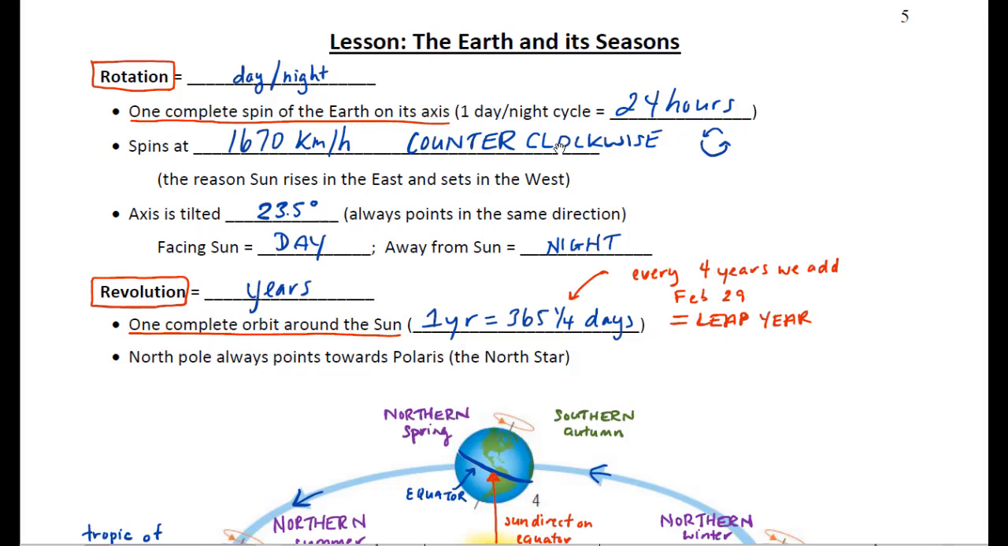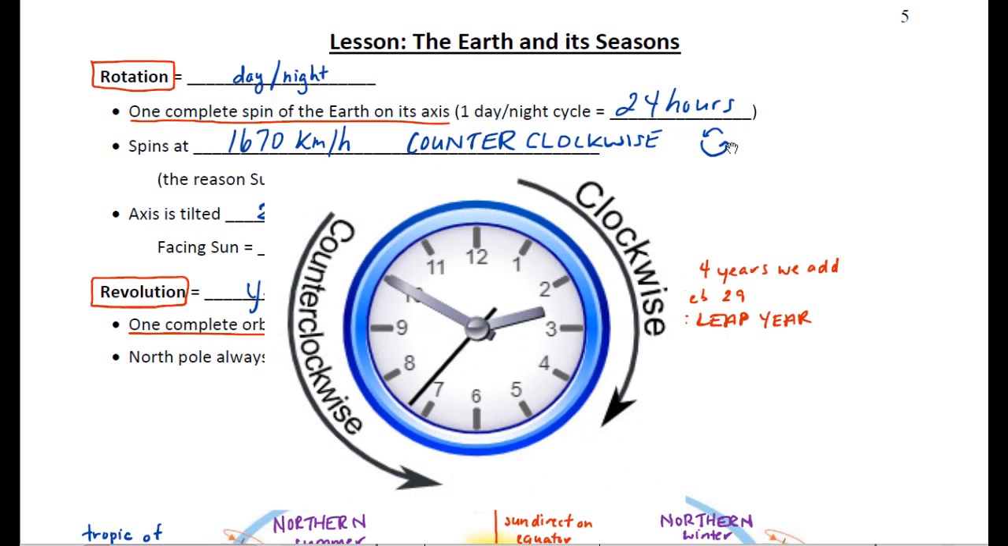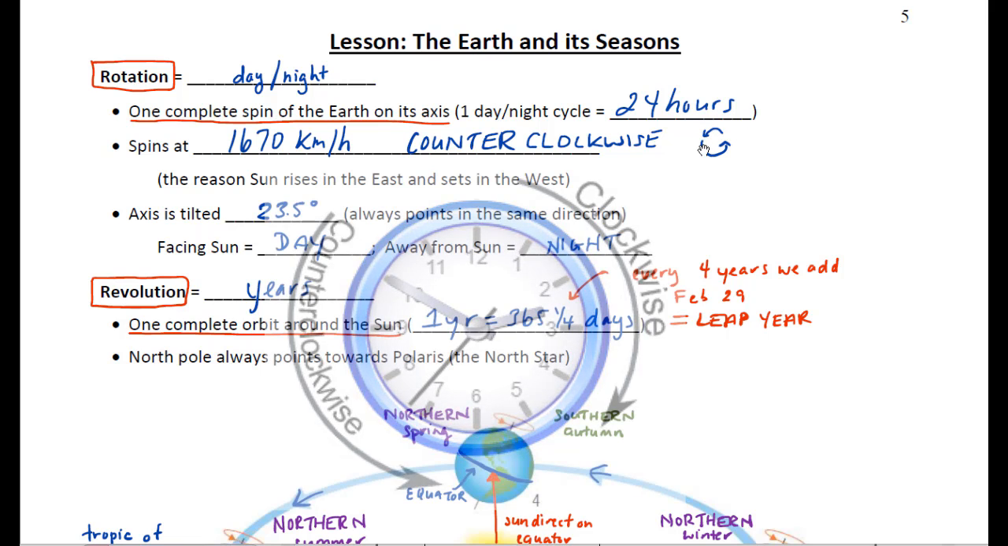Make sure you memorize this piece of information. Not so much the speed, but the counterclockwise motion. It's going to matter later on. Counterclockwise, in case you aren't familiar with that term, if you picture a clock, at 1 o'clock, 2 o'clock, 3 o'clock, 4 o'clock, 5 o'clock, and you're going this way around with the hands, if you go the opposite way to that a clock would move, it's considered counterclockwise. So in the opposite direction to a clock.